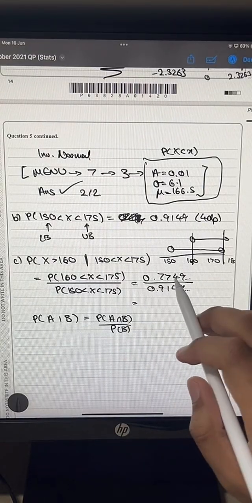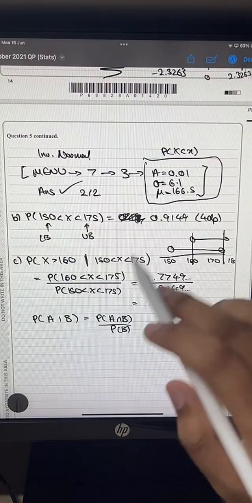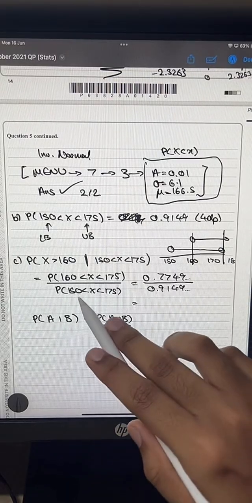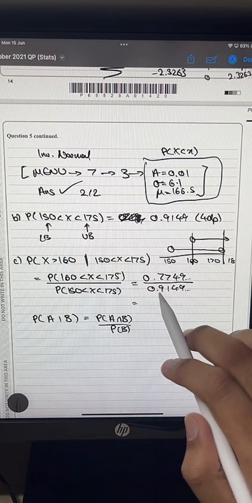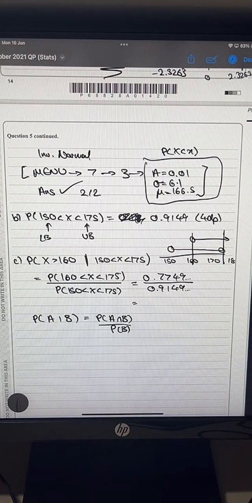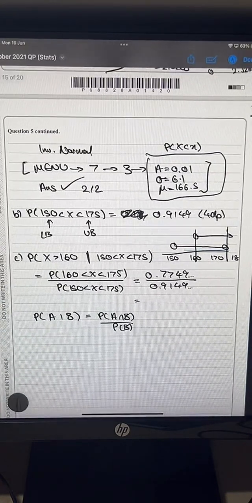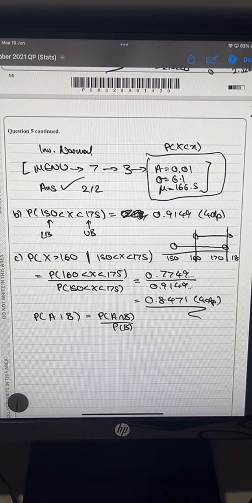We find our lower and upper bounds are 160 and 175, put that in the calculator, you get that. This is just from over here. You divide through by that, and then you get an answer of 0.8471 to 4 decimal places.